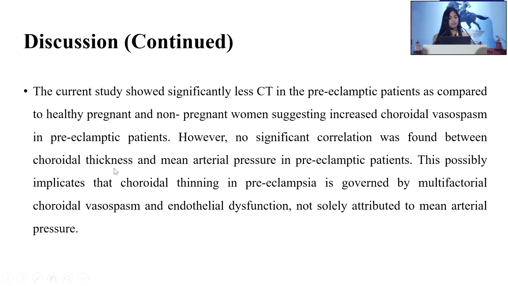So this has a very strong implication that choroidal thinning in preeclampsia is governed by multifactorial choroidal vasospasm and endothelial dysfunction, which is causing this thinning, and it is not solely attributed to the mean arterial pressure.